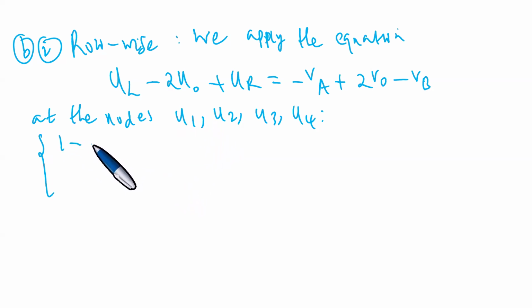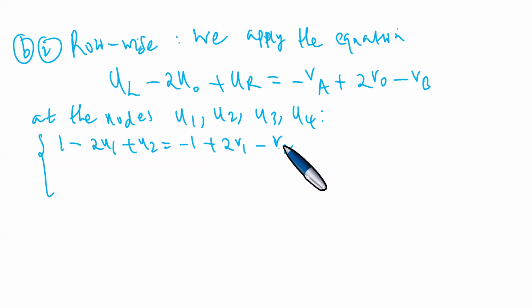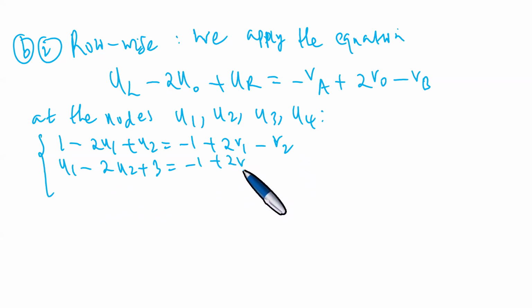One minus 2U1, U2. I'll discuss the significance of these and how we obtain them from that equation. So you have 2V1. We're looking at the row-wise approach. Then you'd have, for instance, U1 minus 2U2 plus U3 plus 3. The 3 is coming from the boundary condition. Minus 1 plus 2V3 minus V4. We shall discuss this.